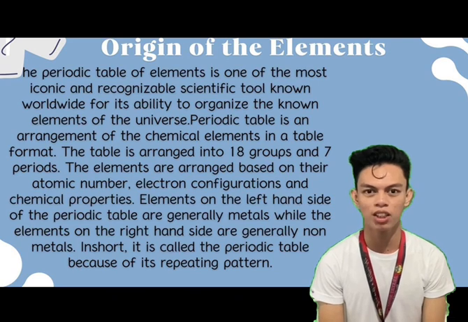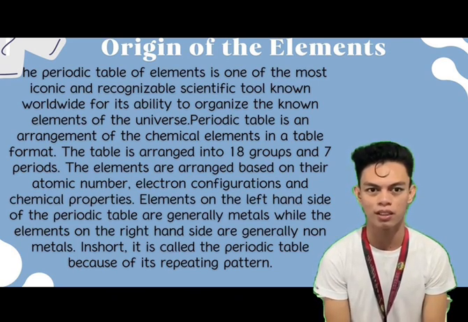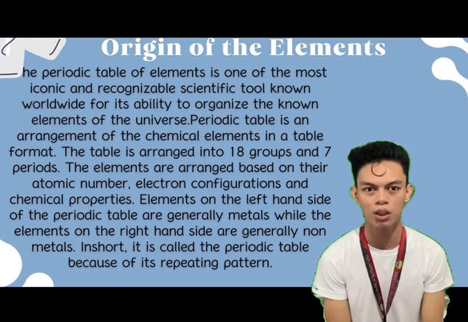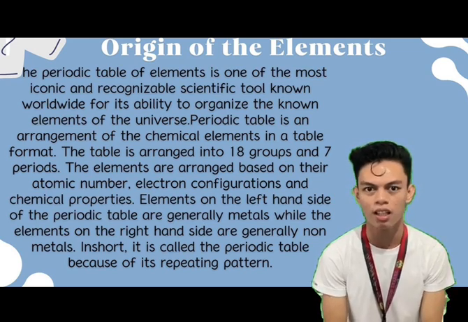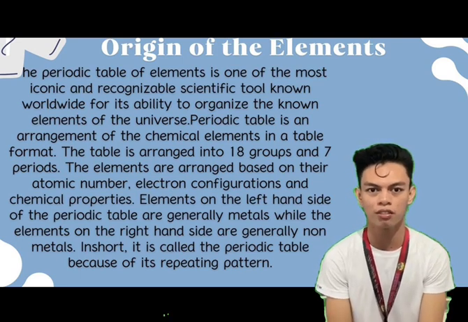The elements are arranged based on their atomic number, electron configuration, and chemical properties. Elements on the left-hand side of the periodic table are generally metals, while the elements on the right-hand side are generally non-metals. In short, it is called the periodic table because of its repeating pattern.